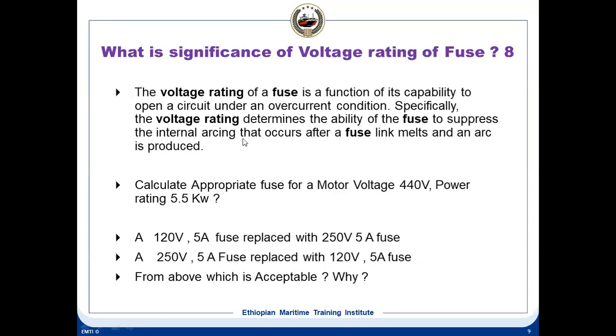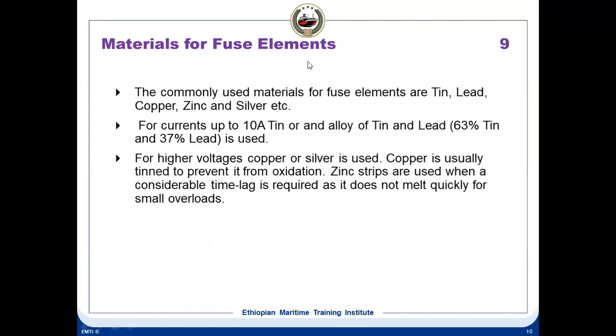Okay, so we have discussed the voltage rating. Commonly used fuse materials are tin, lead, copper, zinc and silver. For currents up to 10 amps, tin and alloys of tin and lead are used. On board ship, you can use fuse wire also. Each fuse wire is marked as 1 amp or 5 amps, whatever it is. In an emergency, you can use a fuse wire. For currents up to 10 amps it is a combination of tin and lead, but for higher currents, copper and silver are used. Copper is usually tinned to prevent oxidation.